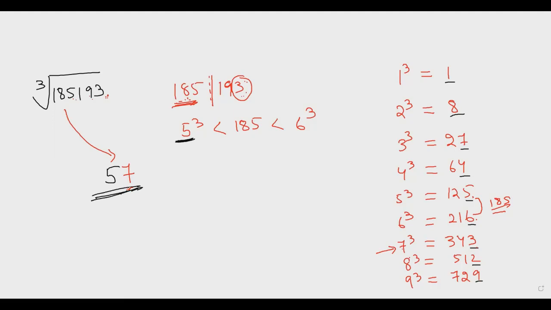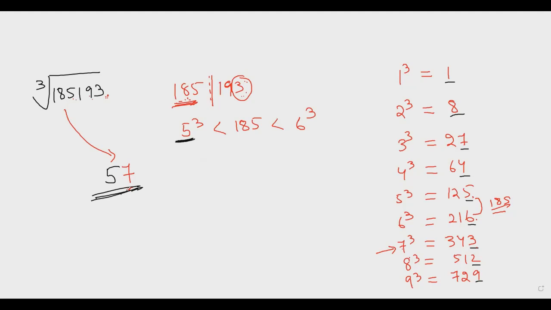Is that okay? The answer will be 57. So the cube root of this number is going to be 57. Is that okay?